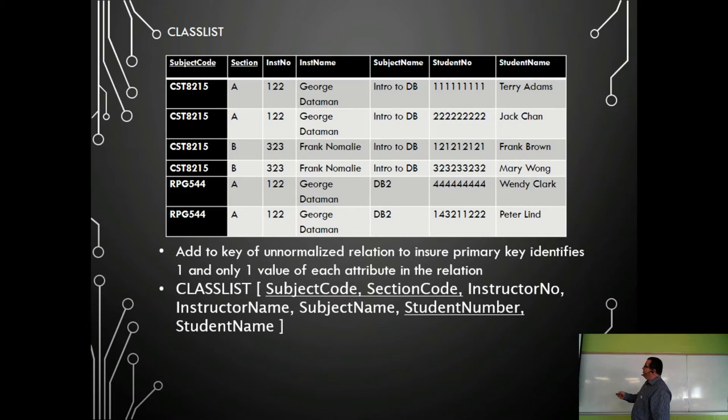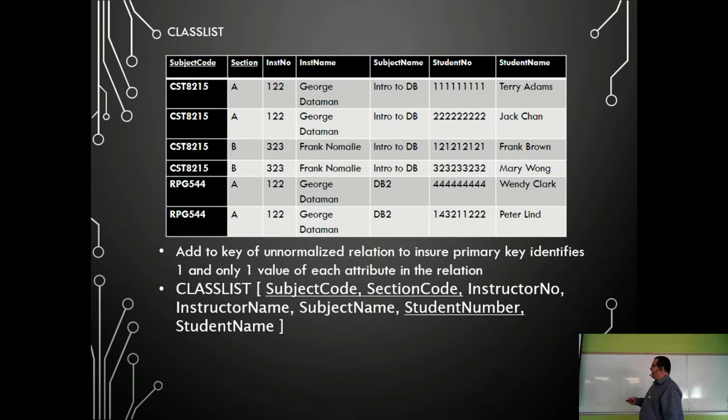The first choice we have is to add student number to the primary key. So now we've got subject code, section code, which we had originally, and the instructor number stays the same. Same thing with the subject name. Student number has now been added to the primary key, and the student name. So now we have a three-way compound key. It's challenging to work with. It's kind of gross. But that's what it is.